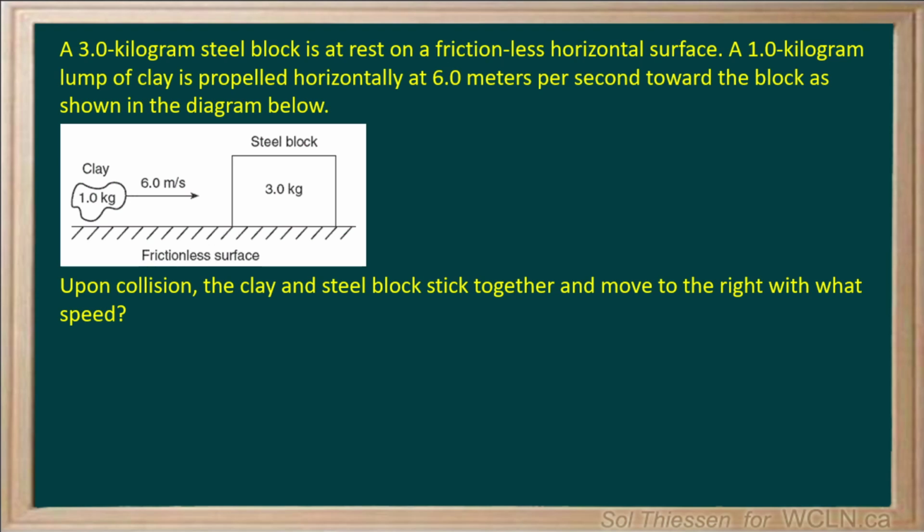Okay, so to solve this problem, there's two concepts we need to apply. The first is the law of conservation of momentum, which tells us that the system momentum before an event, like a collision, is equal to the system momentum after that event, assuming that the system remains closed. And the other concept is that momentum is the product of mass and velocity, and of course momentum is a vector quantity.